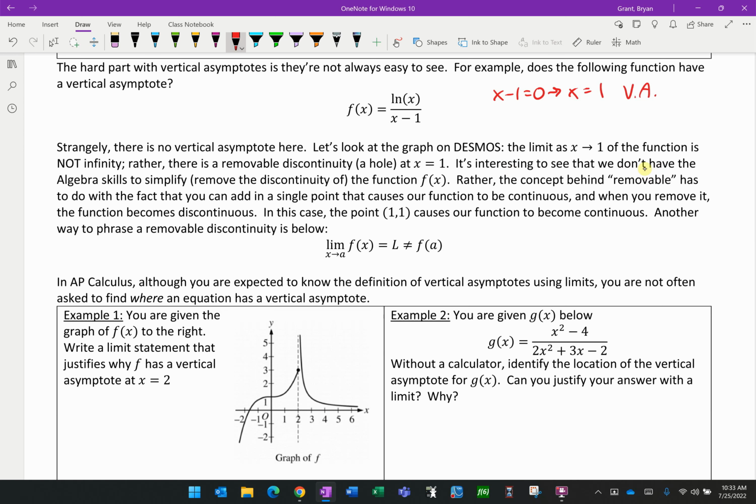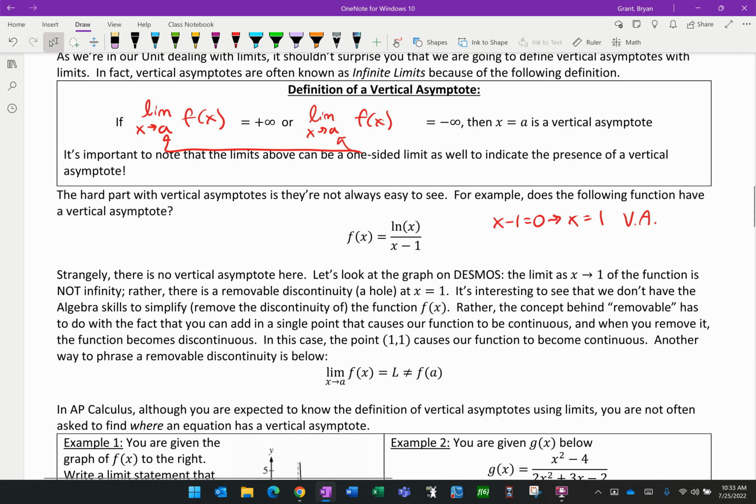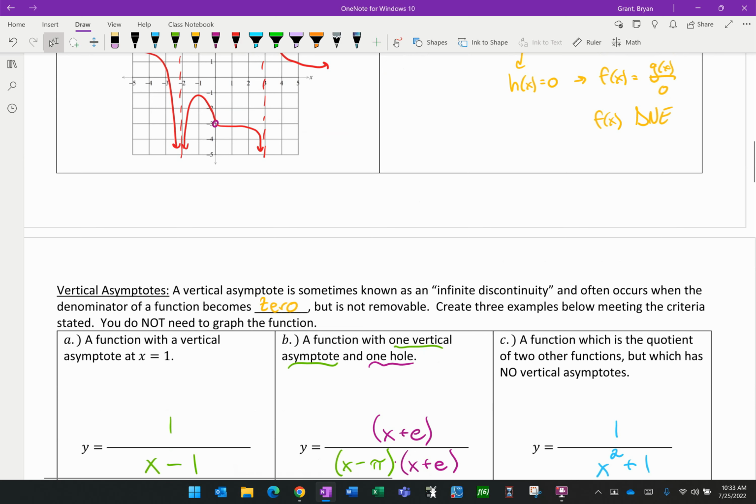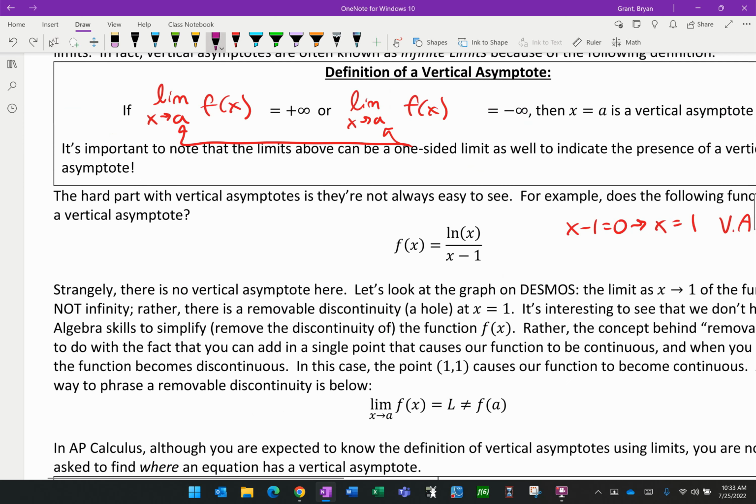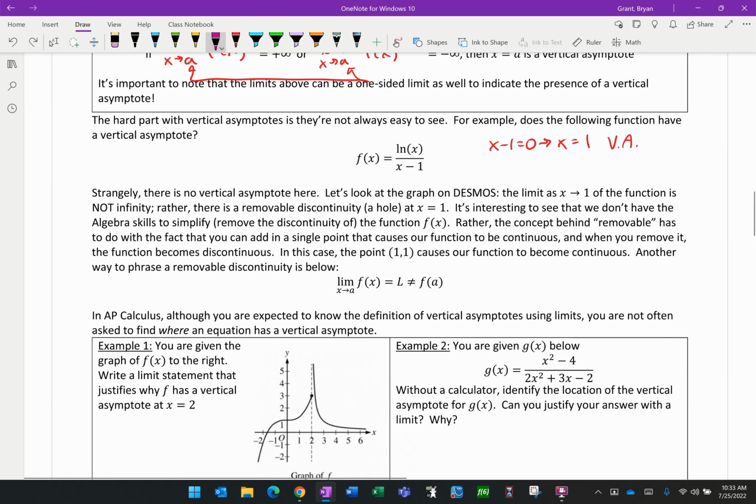The concept behind removable, by the way, is really that you can add in a single point that causes our function to be continuous. So you can even see that up above here, right? If I added in a single point at x equals 0, is that now continuous? Yes, it is. So that's really the definition of removable. We can add in a single point and it becomes continuous again.